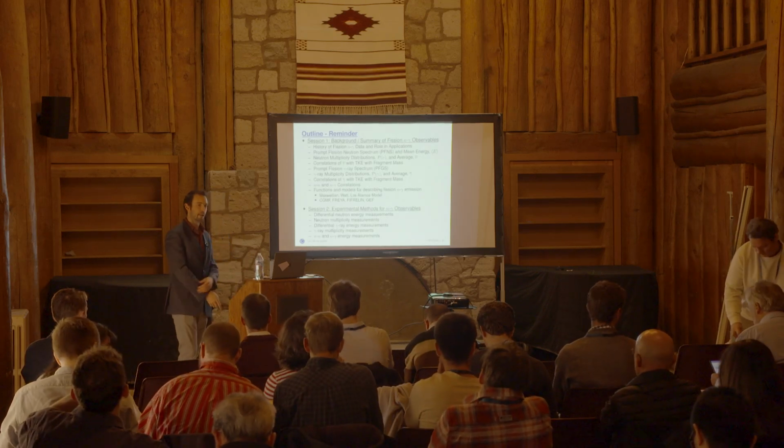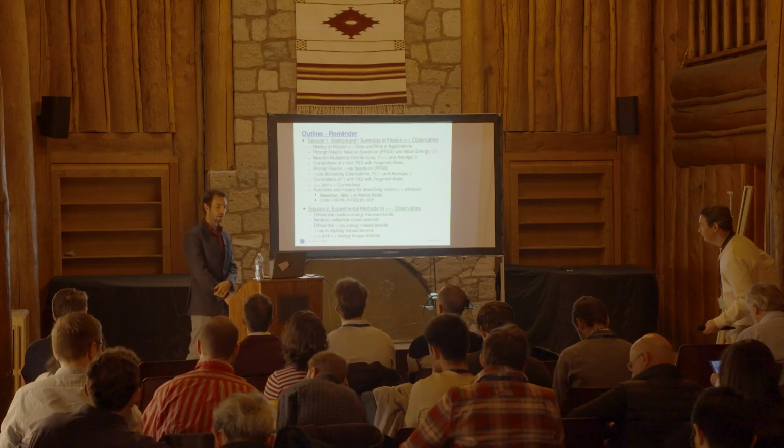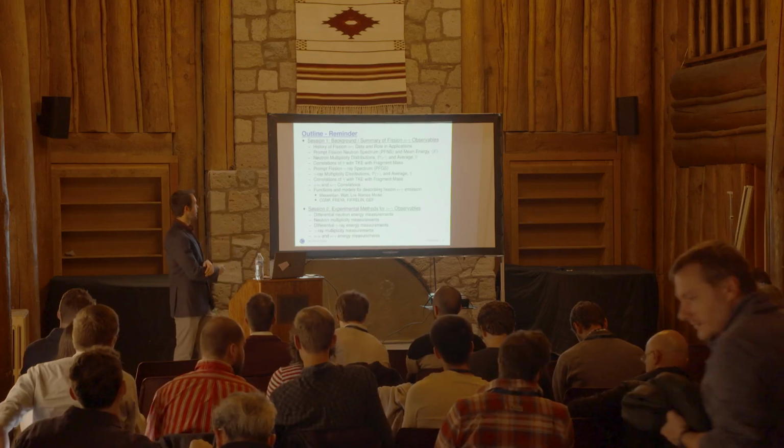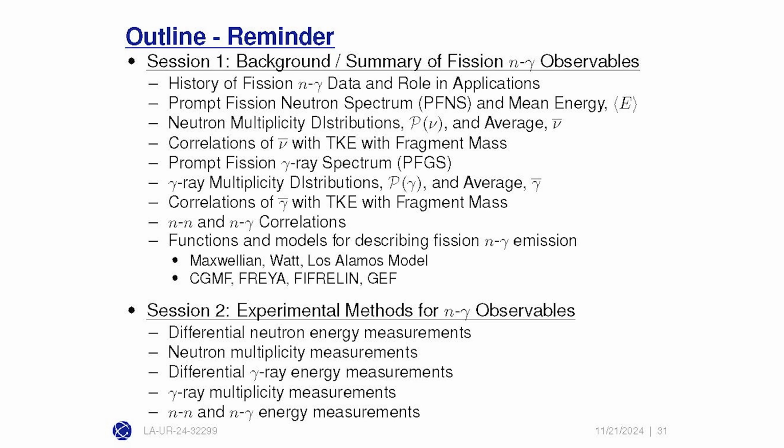So before I start again, just a quick reminder on where we were and where we're headed. That was kind of our crash course on observables, general properties of why they look the way they do, neutron multiplicities, gamma distributions, correlations between these different particles in energy and number, and also the event generators, a brief description of them since you'll see them a lot in fission research in general, and some models to describe the PFNS and gamma distributions. Now this second session is going to be more for experimental techniques and pitfalls and things like that.